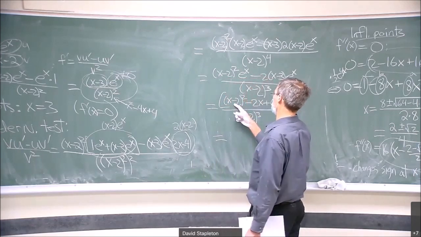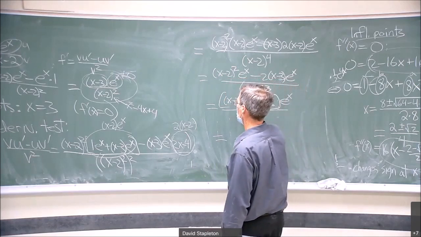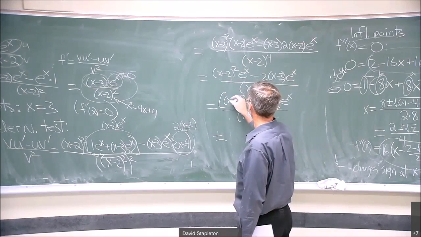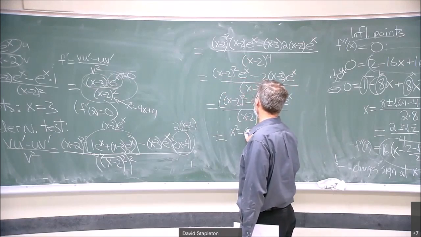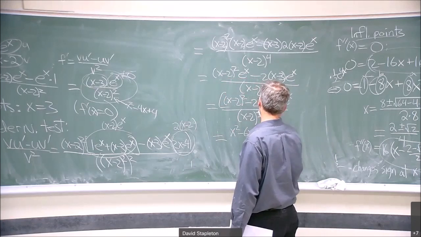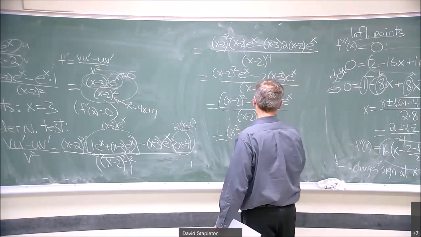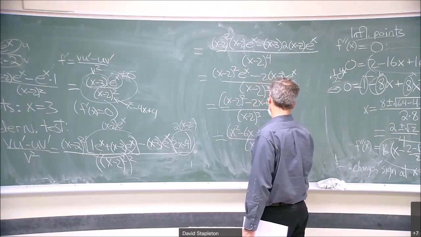Now let's see, this is x squared minus 4x plus 4. And then minus 2x makes it x squared minus 6x plus 4 and plus 6 is plus 10. So multiplying all this out, we get that times e to the x. And it's over x minus 2 cubed.